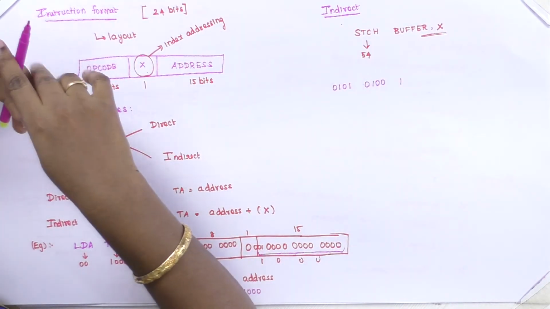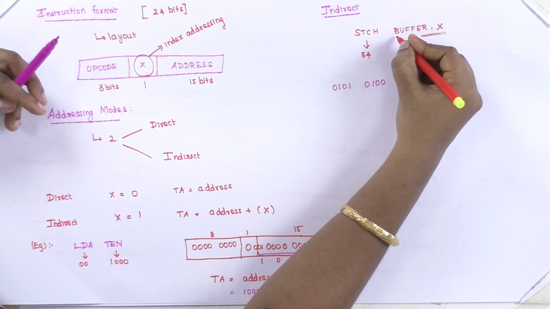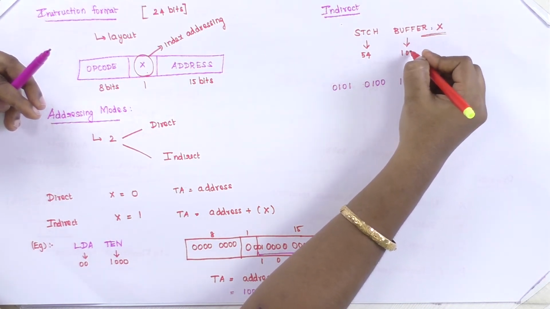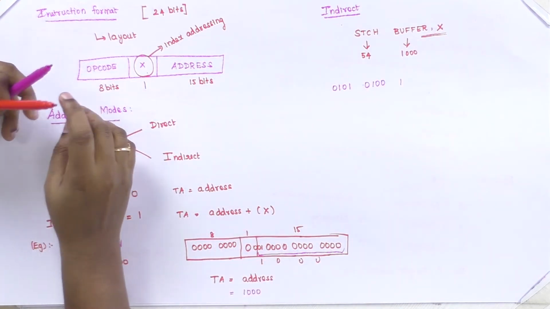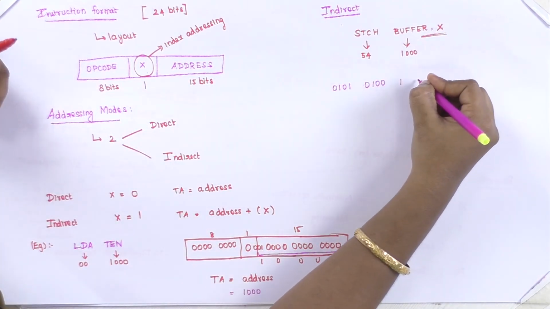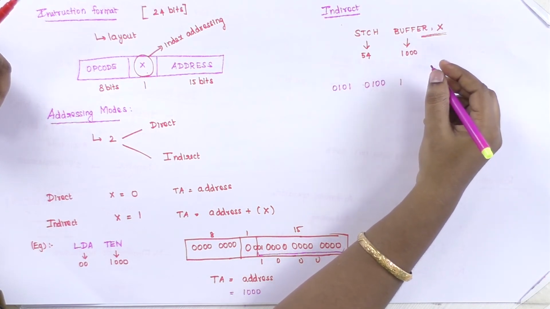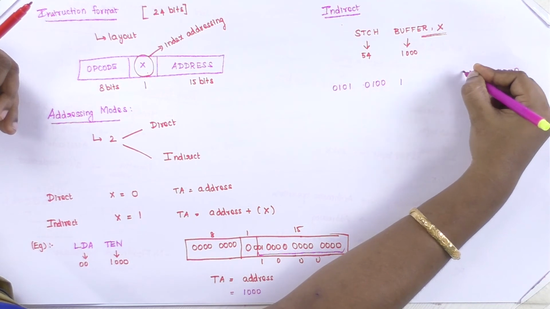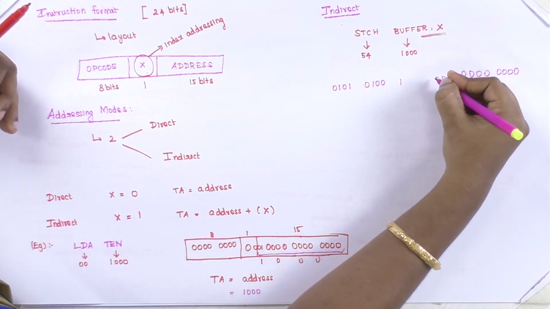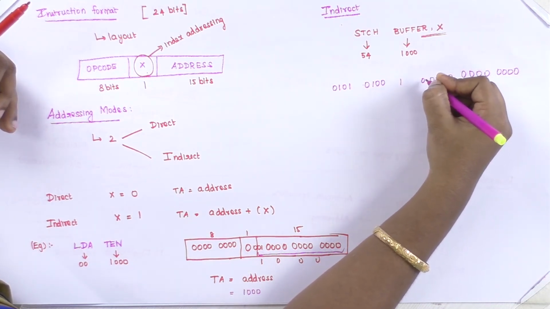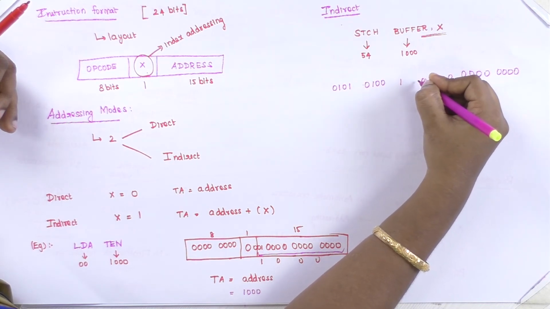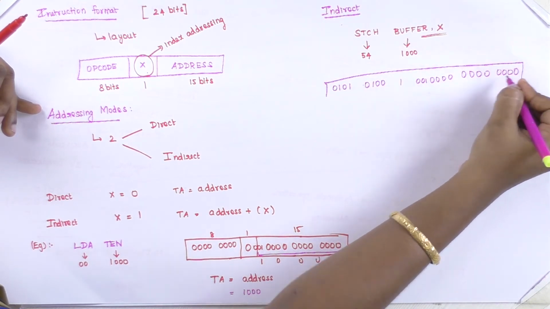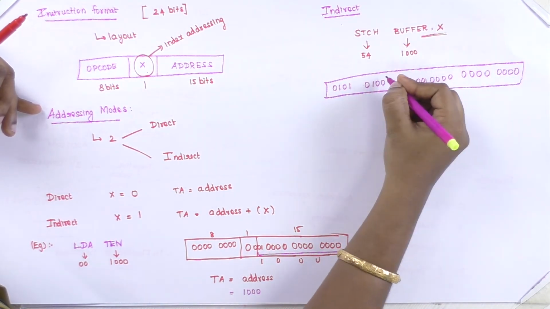Then buffer. So let us assume that buffer is also a label. It is also stored in the address 1000. So how will you represent the address field? 1000 has to be represented in 15 bits. So totally 15 bits.